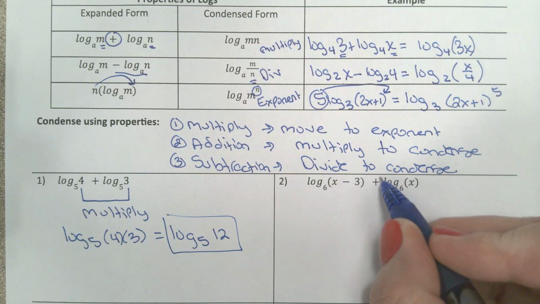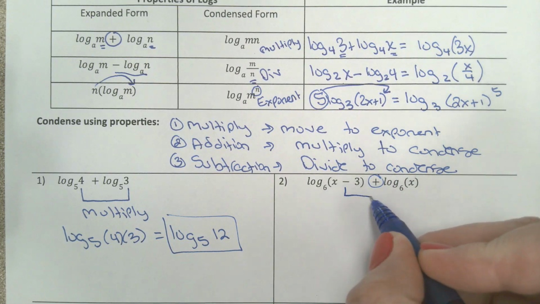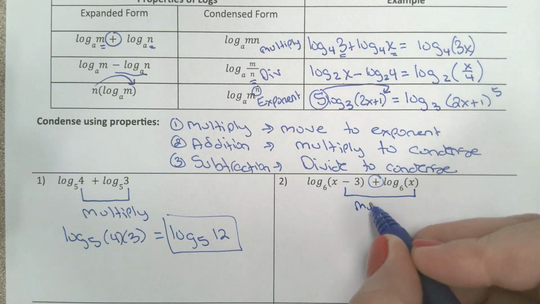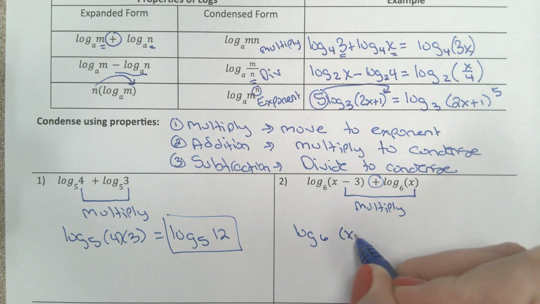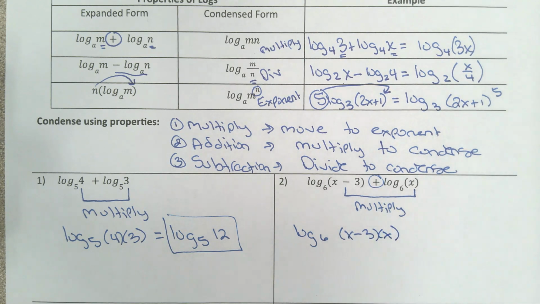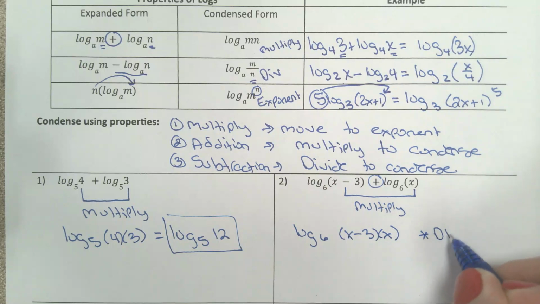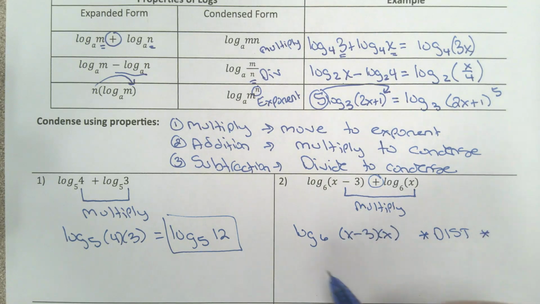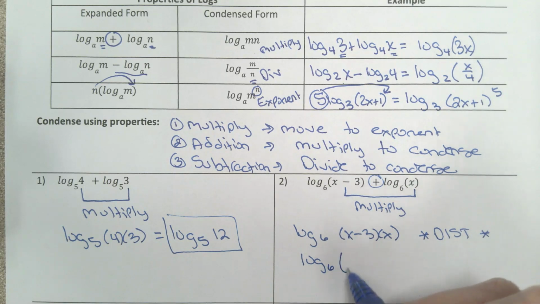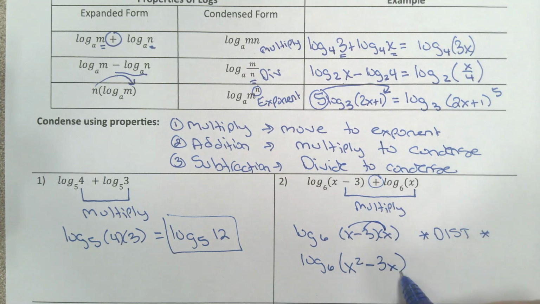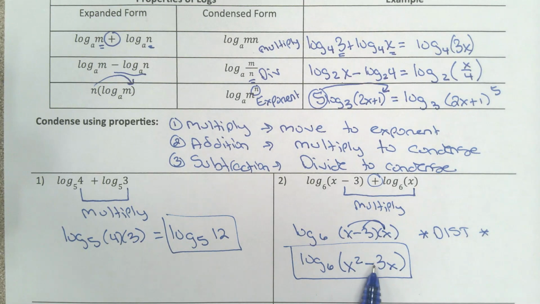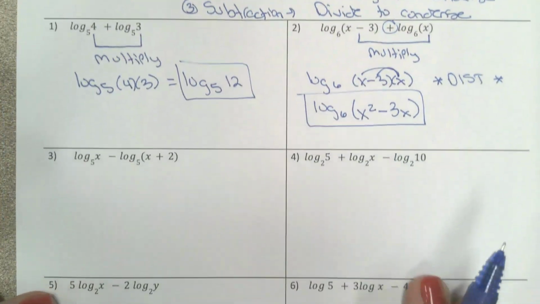Number 2 is also addition. When you have addition, you condense by multiplying. So I have log base 6 of x minus 3 times x. I am going to go ahead and distribute this. So I have log base 6. X times x is x squared. Negative 3 times x is negative 3x. Let's keep this in parentheses so that we see that it's all together, like, I think this is called the argument.